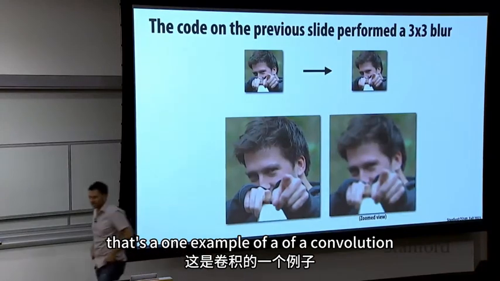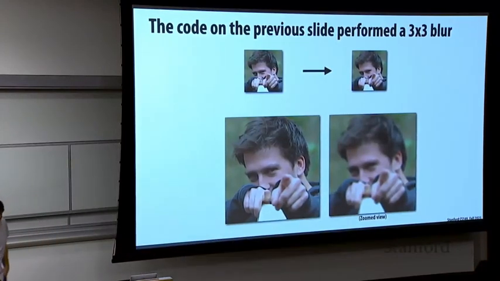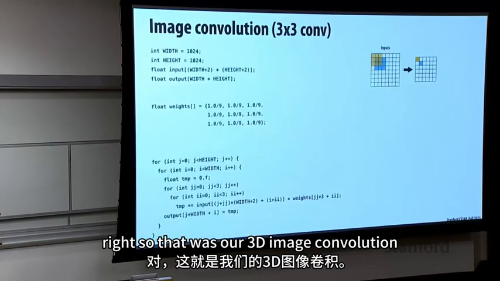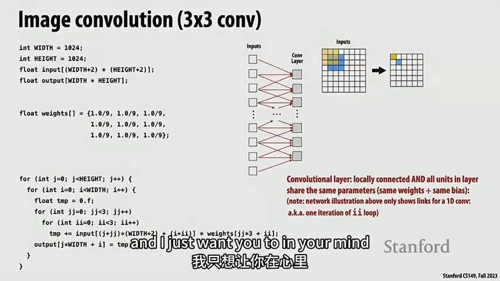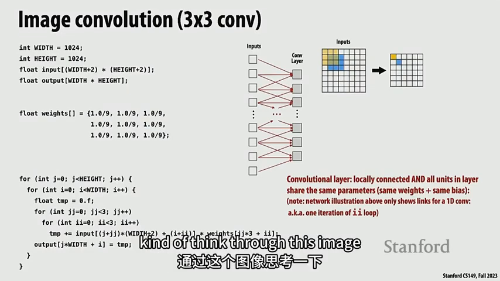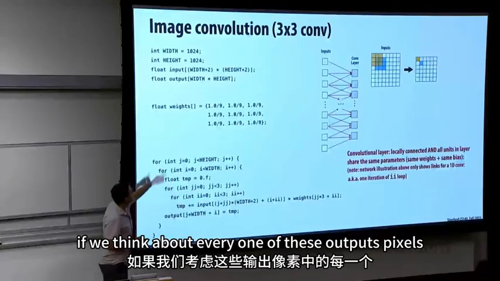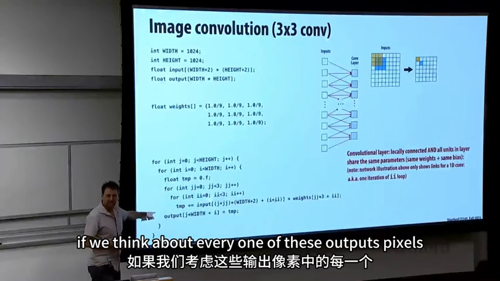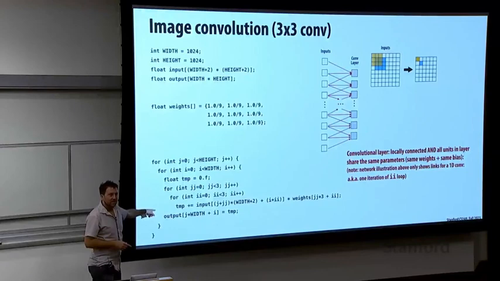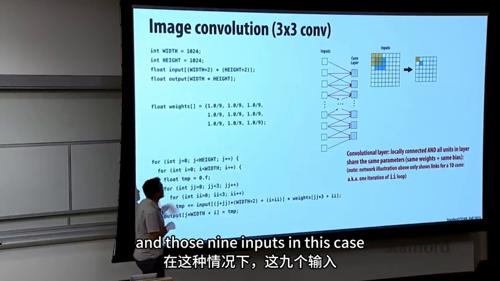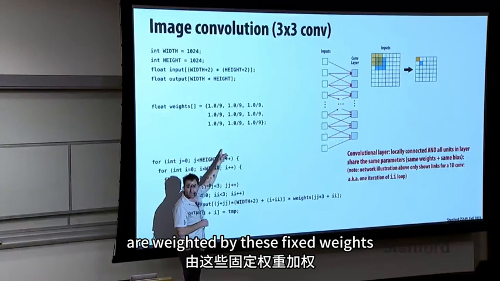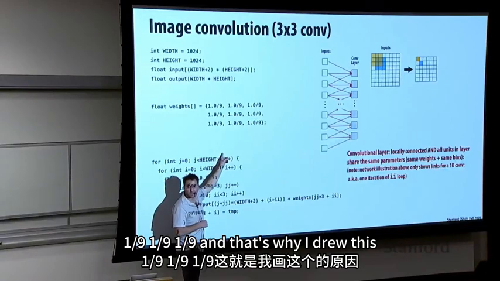That's one example of a convolution, okay? Right. So that was our 3D image convolution. And I just want you to, in your mind, think through this image. If we think about every one of these output pixels as a neuron, its output is a weighted combination of 9 inputs here, right? And those 9 inputs, in this case, are weighted by these fixed weights, 1/9, 1/9, 1/9.